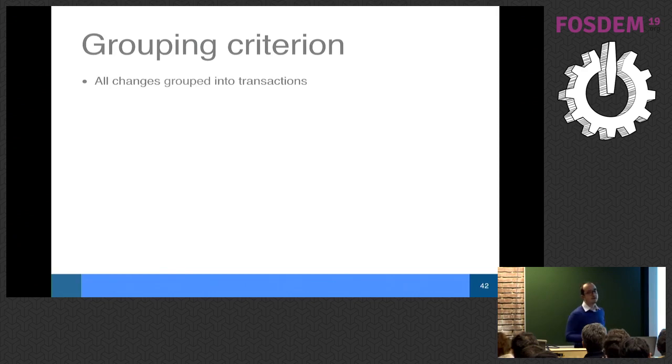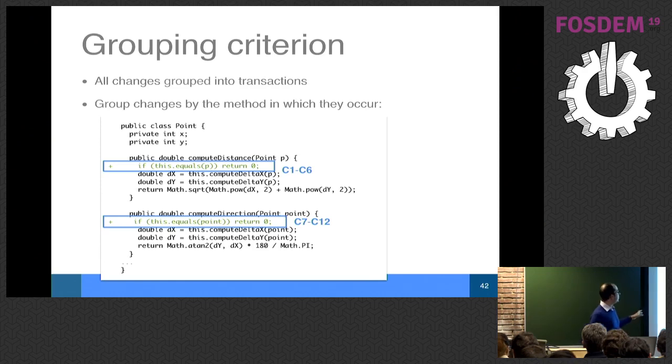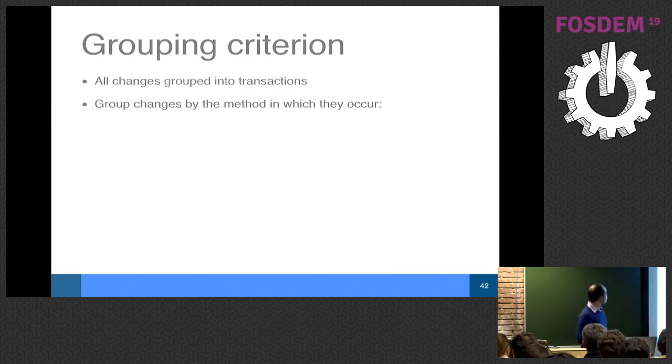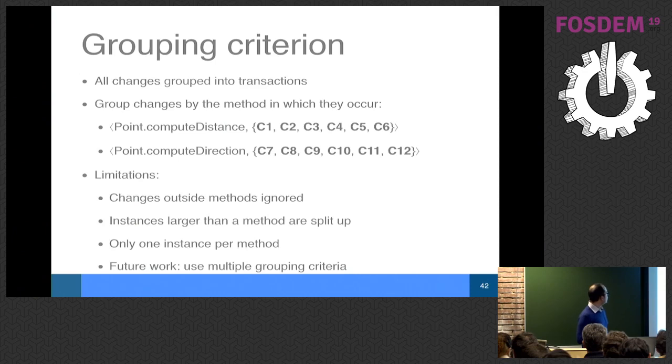Now, what is the grouping criteria? First of all, we group the changes into transactions. Actually, we group the changes based on the method in which they are. So we are going to have these two groups. Of course, there are some limitations in this approach, because our approach could be a bit naive in some cases, for example, because we are excluding changes that occur across different methods.